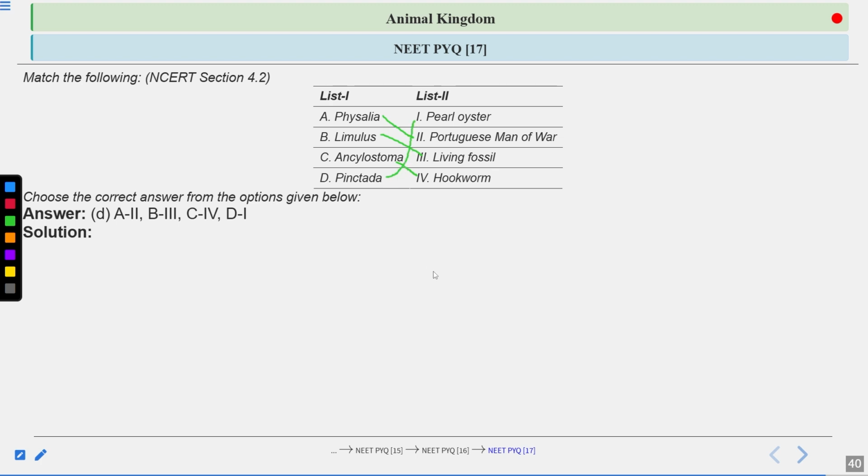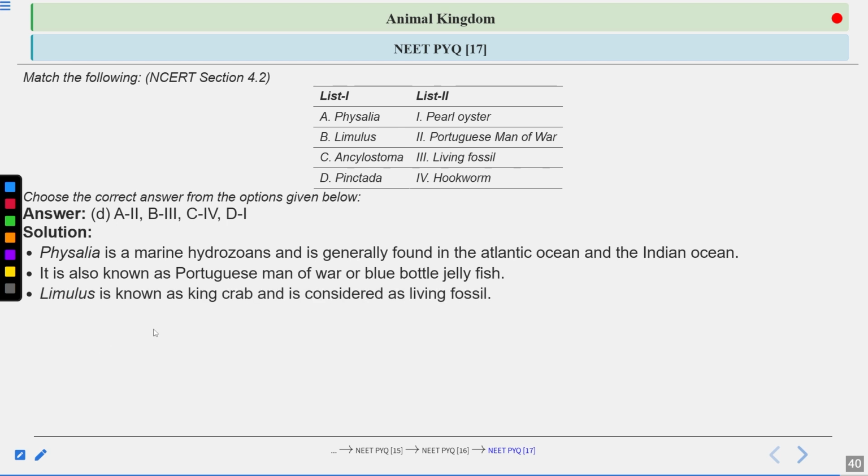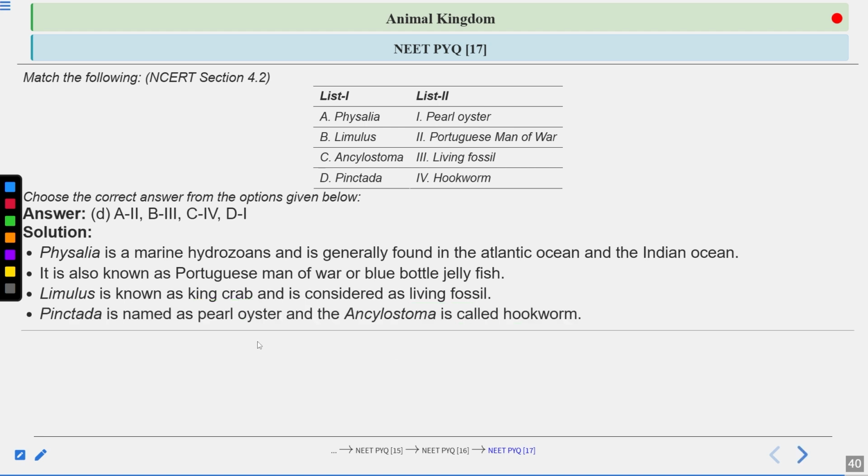Let us see the explanation part. Physalia is a marine hydrozoan, and it is generally found in the Atlantic Ocean and in the Indian Ocean. It is also known as Portuguese man of war or the blue bottle jellyfish. These are the common names of Physalia, right? Limulus is also known as king crab, and it is considered a living fossil. Pinctada is called a pearl oyster, and Ancylostoma is called hookworm.